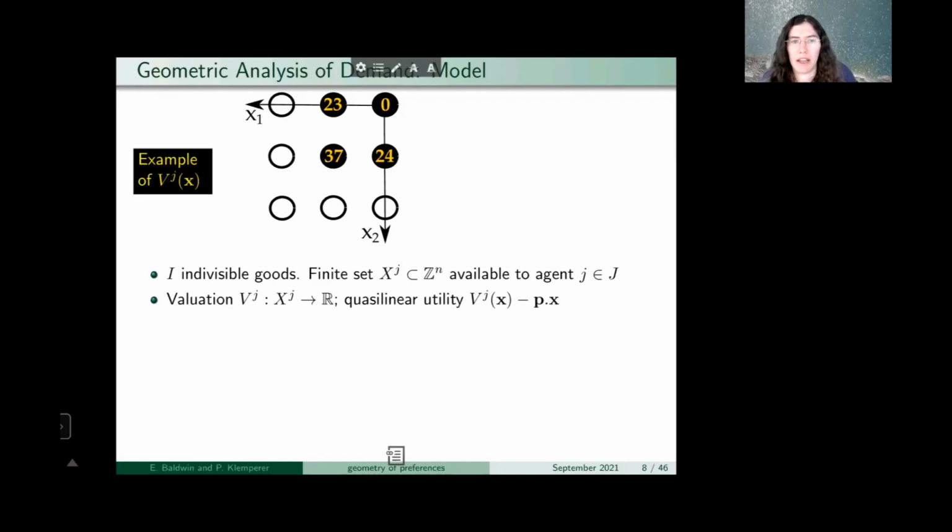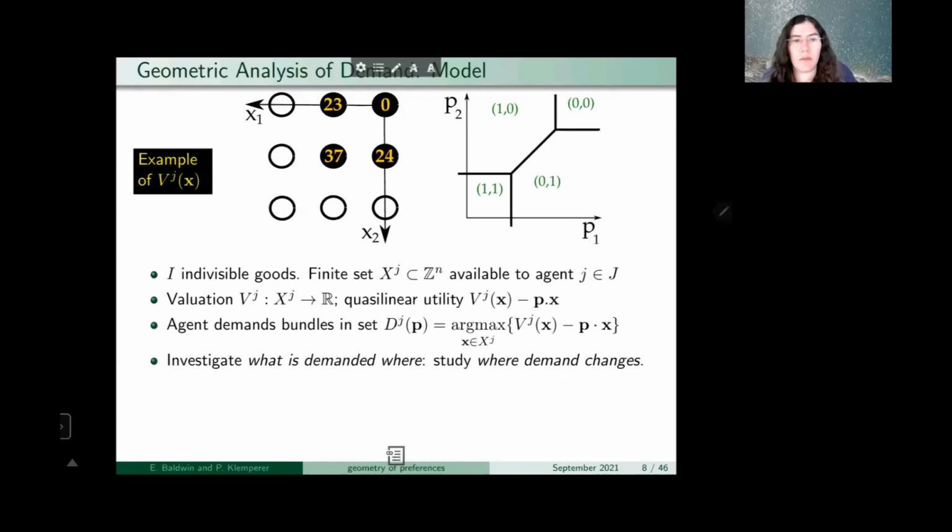And the agent demands bundles, and the demand set maximizes that across the set of bundles that the agent might ever be interested in, their domain. And we are interested in what they demand where. So that's what we draw in price space. We're interested in what they demand where, because we want to draw the sort of pictures that I started with, talking about and looking at how those things line up. This is how we'll think about auctions, and this is the geometry we develop these tools.